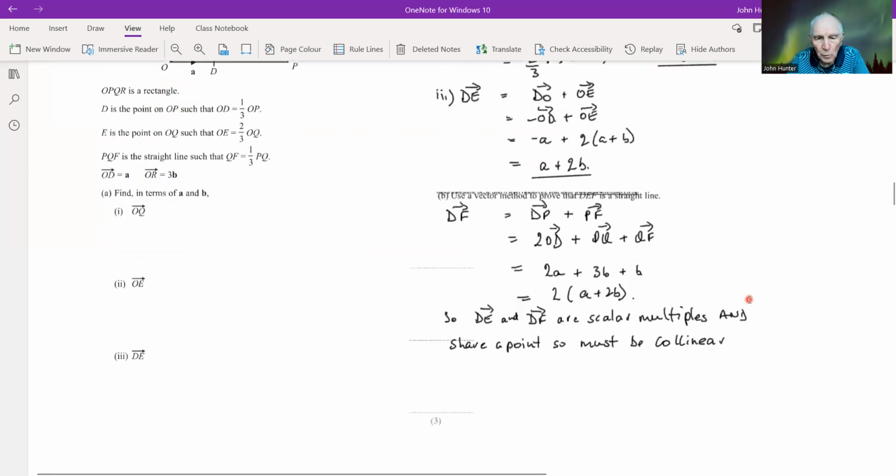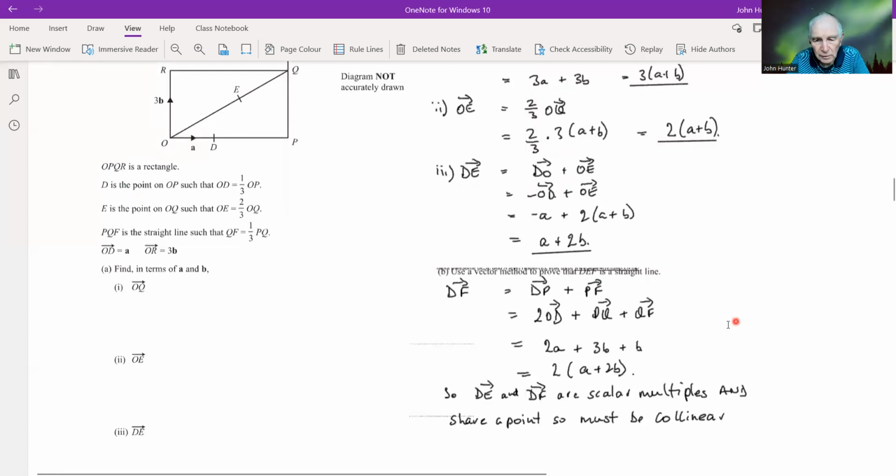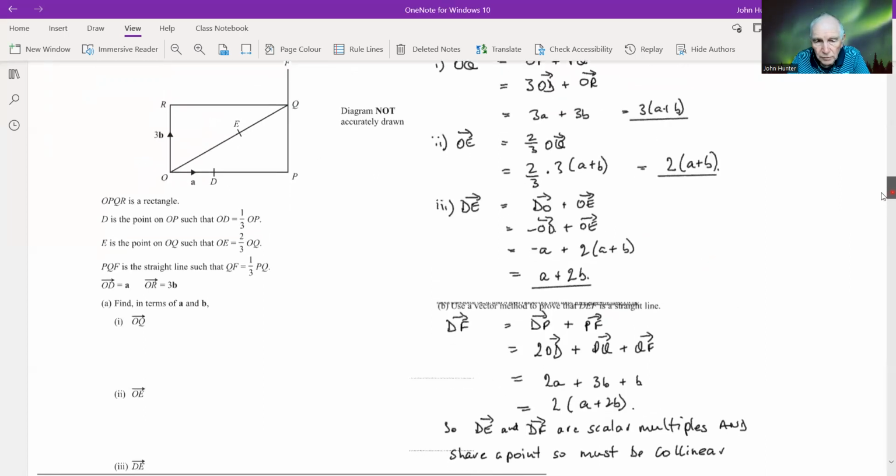Okay, part B is a little bit more difficult. Let's see if we can get it all on the screen. Use a vector method to prove that DEF is a straight line. Let's just do that. DEF is a straight line. It's not accurately drawn. It doesn't quite look like that, but we can see that these are a straight line. Now, this is actually where vector geometry is quite useful, because if you try and prove that without vector geometry, I'm not actually sure how to do it.